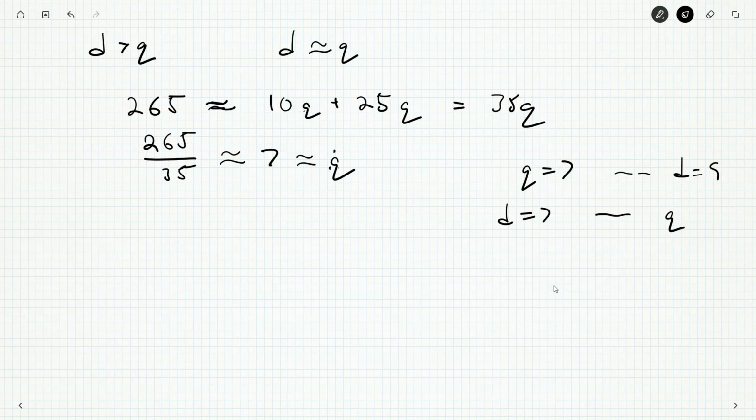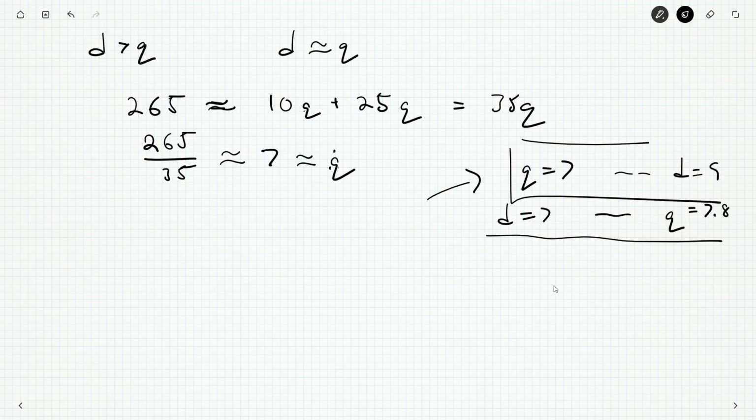265 minus 70 divided by 25 is about 7.8. So we're not quite there, but we're hovering around the right answer, and so you might try the number of quarters is 8, or you might try the number of dimes is 8, or something like that. But I'd say this is a faster way to narrow it down, and one of these actually does yield the best answer. So that's sort of a shortcut, I would say.